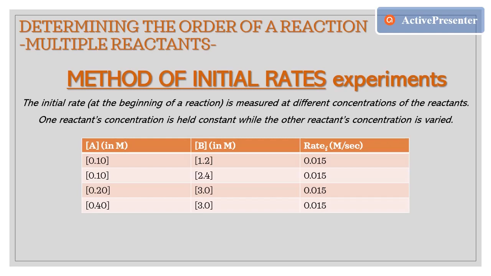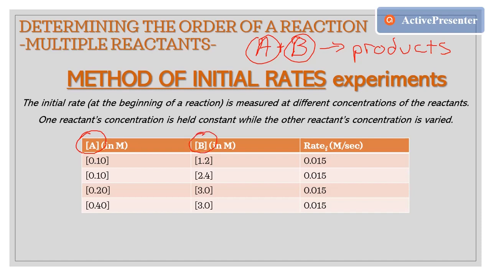So here's an example. As you can see, we have A plus B equals products. So the reactants here are A and B. Down here on the chart, we have the concentration of A in this column. We have the concentration of B in this column. And here's the initial rates that we timed. Now, if you look at the concentration of A in the first column, you can see that we have 0.10, 0.10, 0.20, and 0.40.